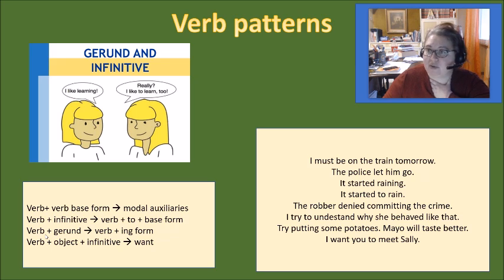Sometimes we can have the verb plus the gerund, like in it started raining, or try putting some potatoes, or the robber denied committing the crime. In this example, deny, which means to say no, needs the verb coming after it in the gerund. Here again, we have try putting, so try with the gerund.